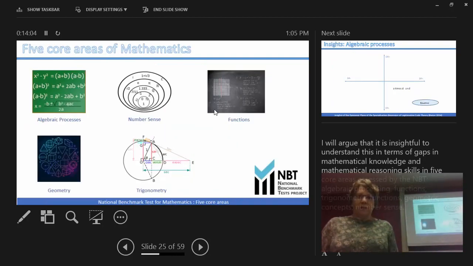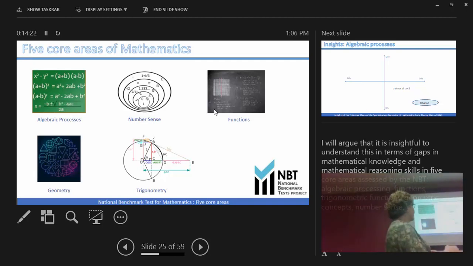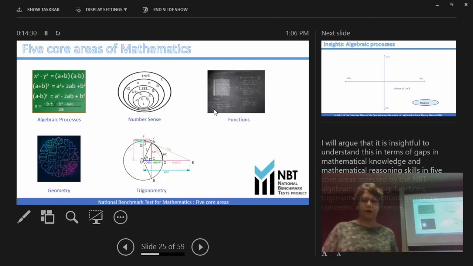Now, for some examples, I've taken 5 core areas, or I'm actually only focusing on 4 of them in this talk. I'll look at some algebraic processes, a bit of number sense, something about functions, and also trigonometry, something our students love to hate. And these are 5 core areas of mathematics that are also identified within the National Benchmark Test, and they do assess students on these particular competencies.